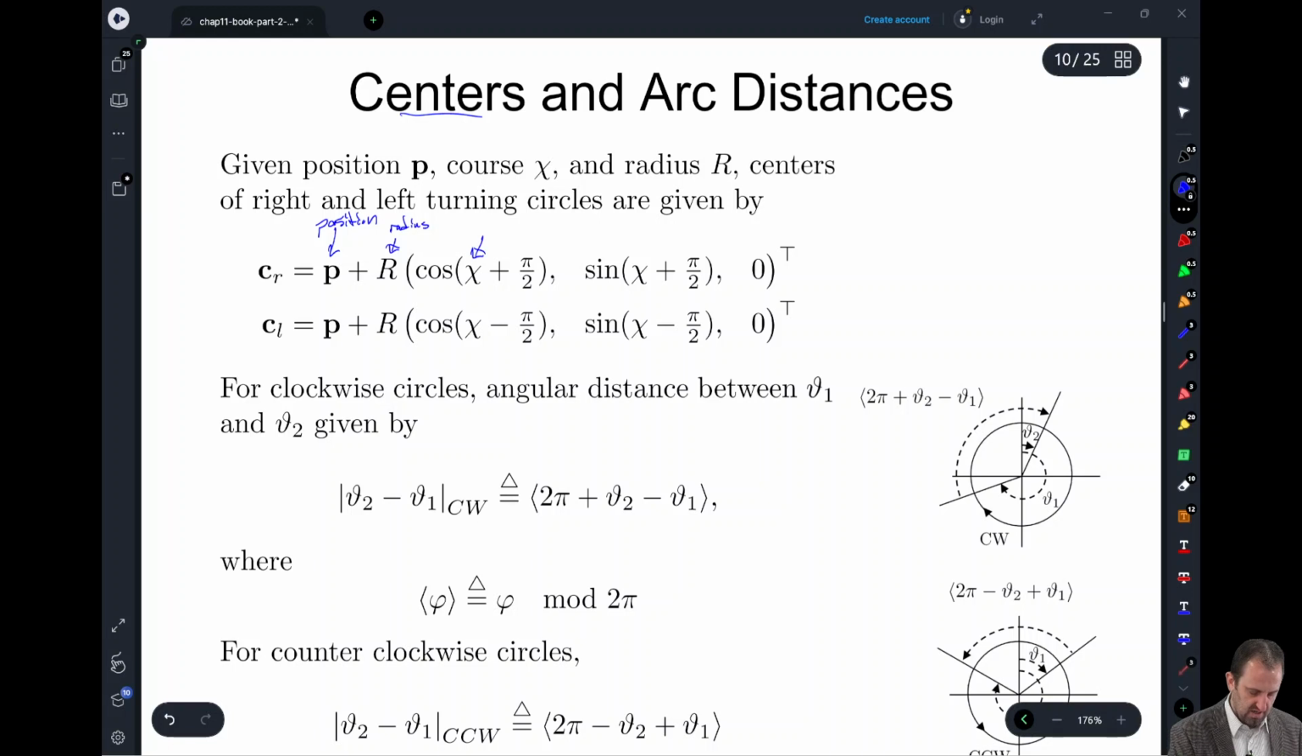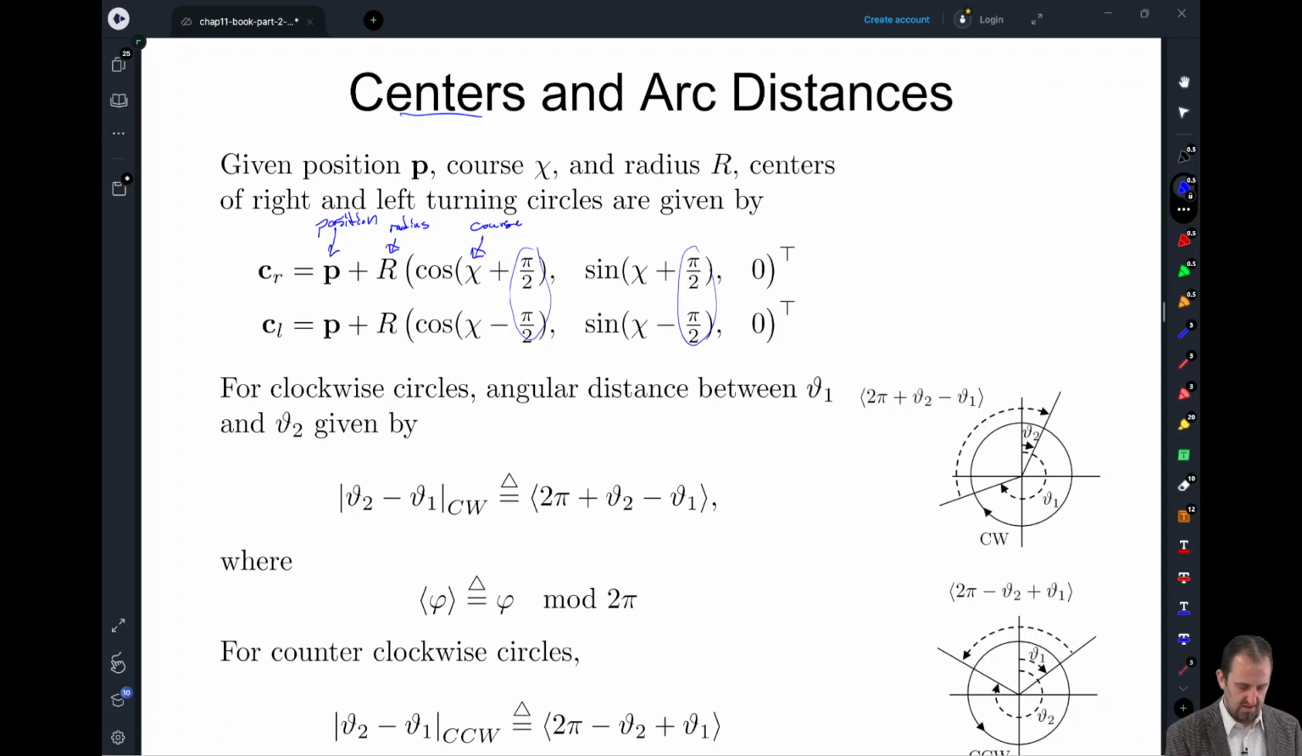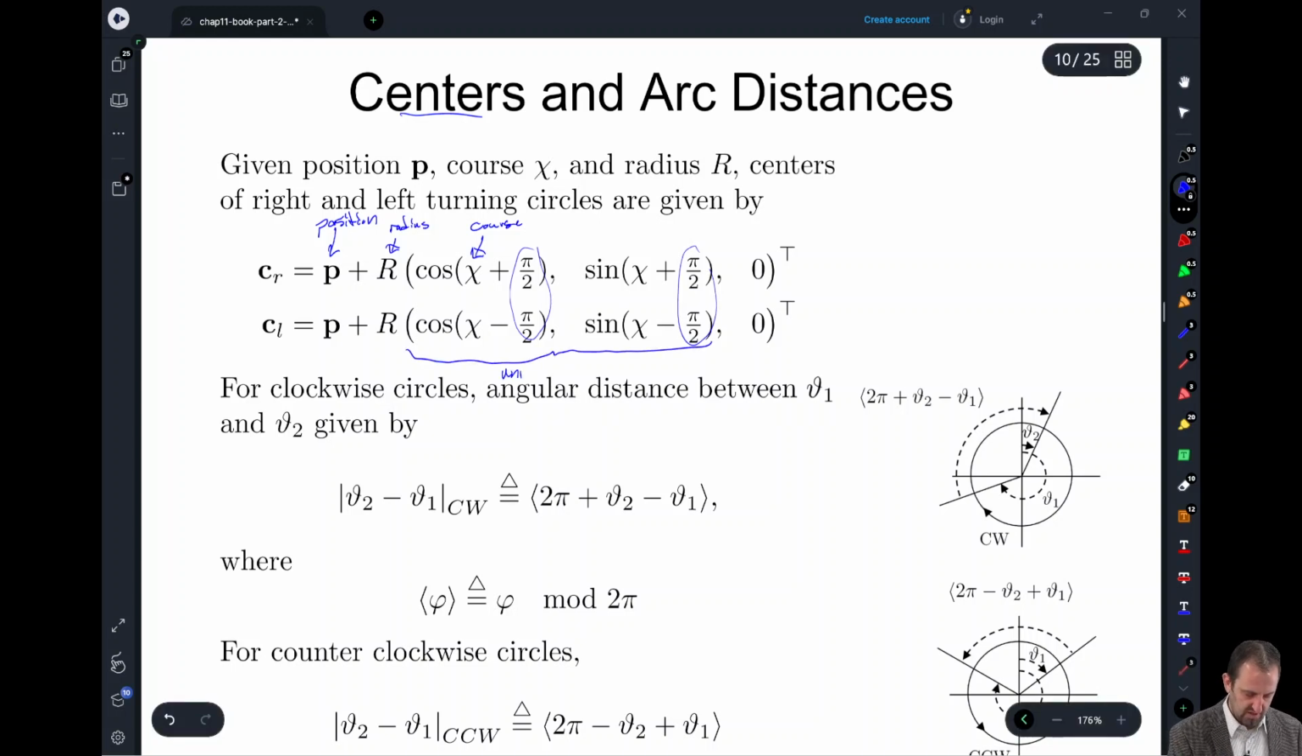This is the course angle, and we'll talk about these guys here in just a second. These are unit vectors from P to C, CR or CL. Right, so we have defined these unit vectors, and I only did the first 2 elements there.